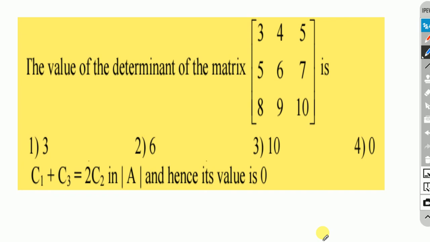So C1 plus C3 is equal to 2C2 means they are proportional now. After doing this operation, we get two columns as identical columns. When you get two identical columns, the value of the determinant is 0. This is the easy way where you can solve within a few seconds, or else I have to expand, which may take a little more time compared to this method. So adopt this method, C1 plus C3 equals 2C2. We have to observe the given matrix and then proceed. So the value of the determinant is 0 in this case.